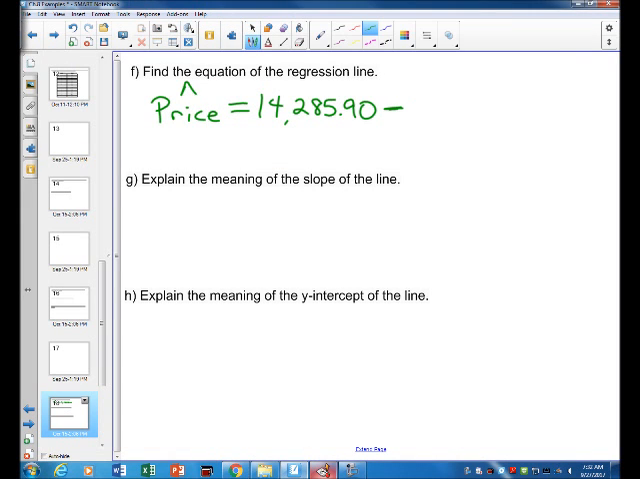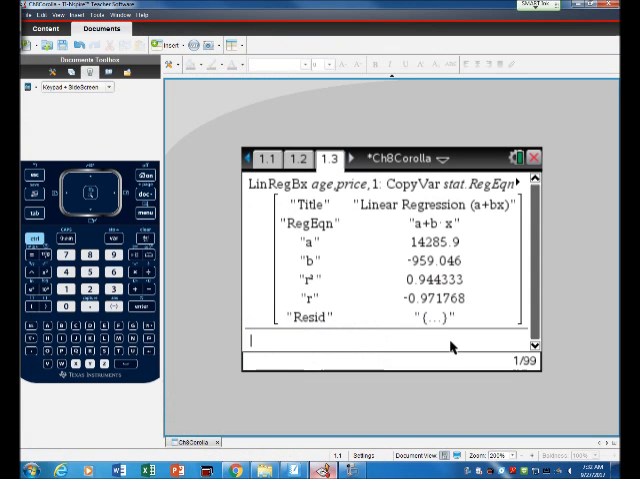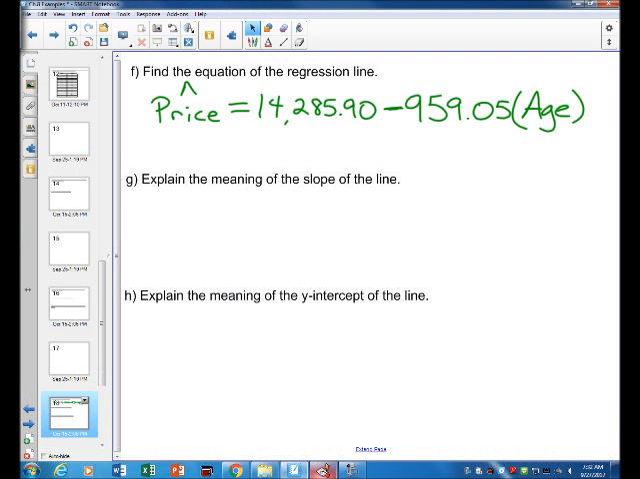959.05 times the age, or how old our car is. Make sure that's right, 959.05. Great. All right, so there is the equation of the regression line.